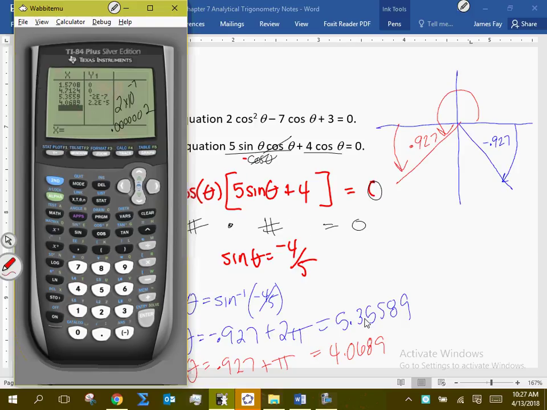And the reason they're not exactly 0 is because we're using that rounding error there. But that's how you would check yourself.